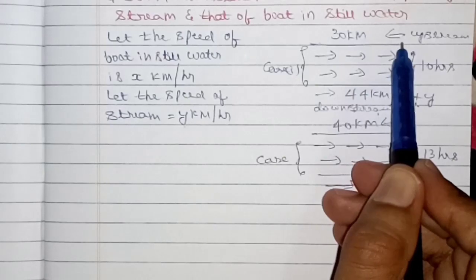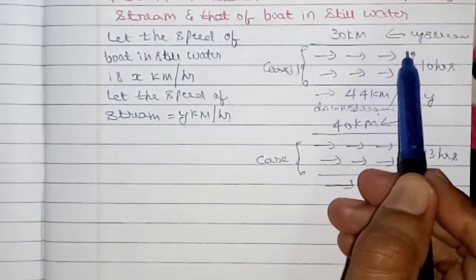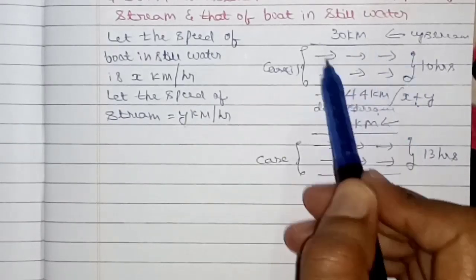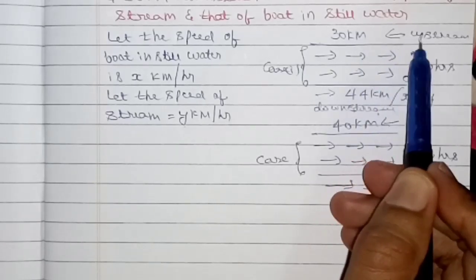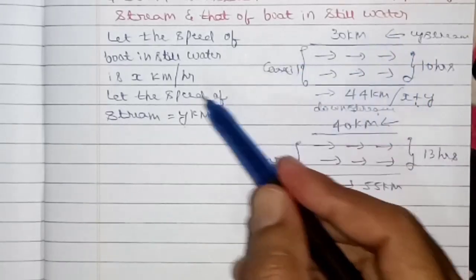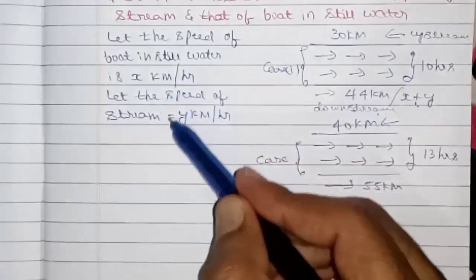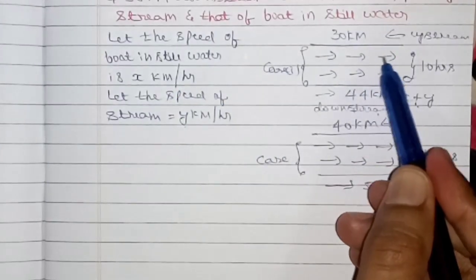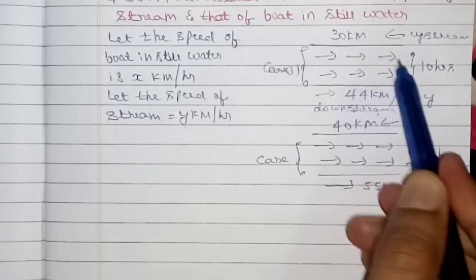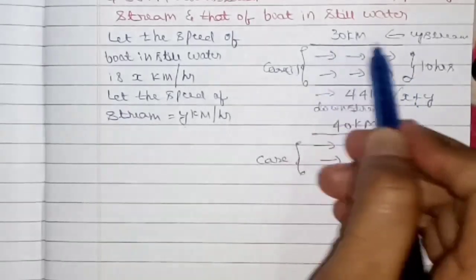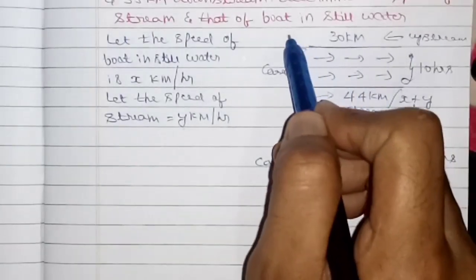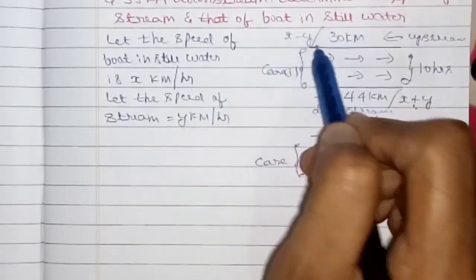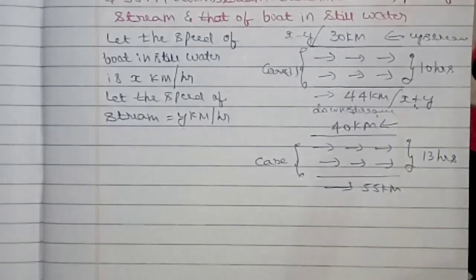If the boat is moving opposite to the direction of the flowing water, what is the speed of the boat towards upstream? Towards the upstream you need to subtract, because you are moving opposite to the direction in which the water flows, right? So the speed of the boat towards the upstream will be x minus y, right?